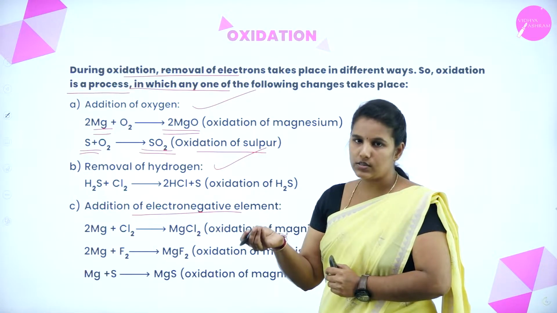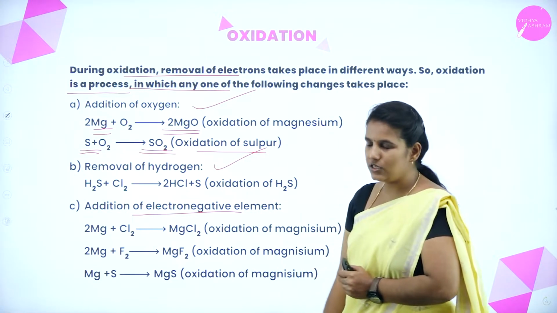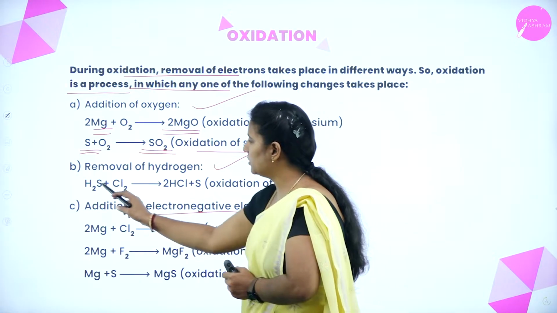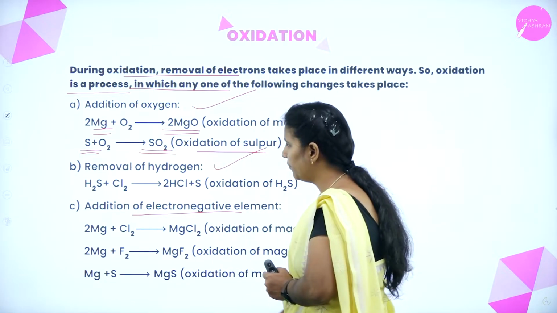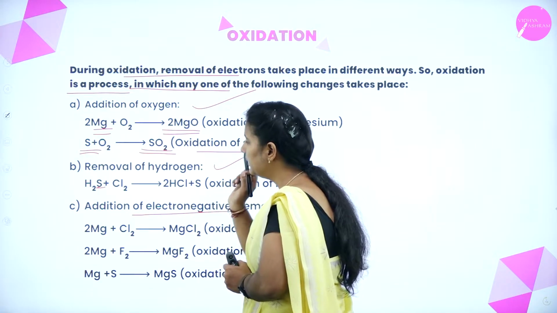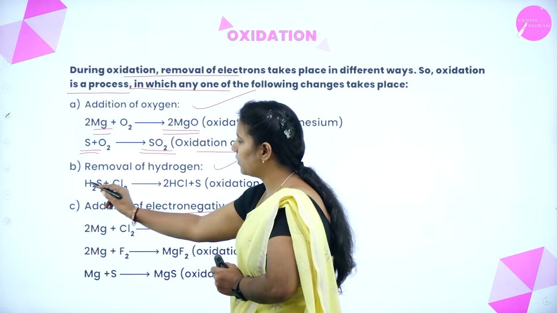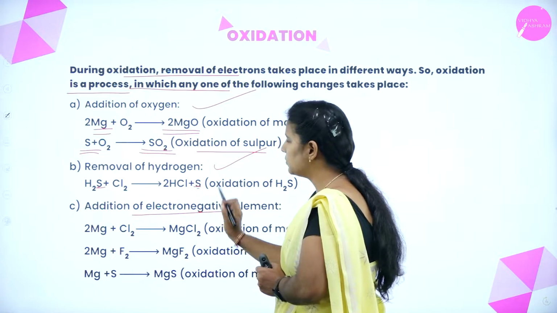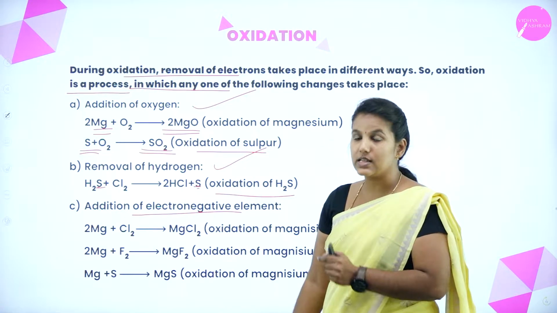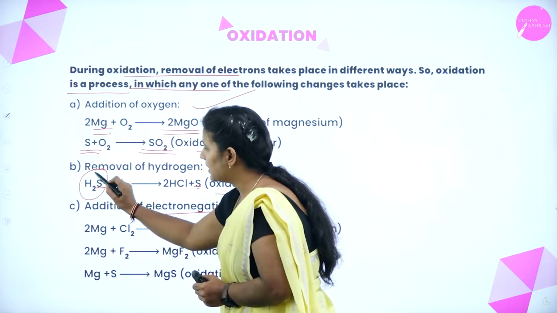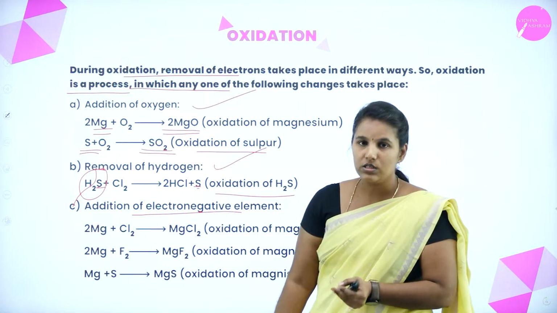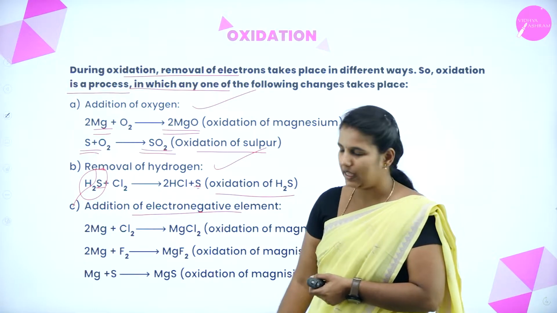In terms of hydrogen, hydrogen sulfide plus chlorine gives rise to hydrogen chloride plus sulfur. Here the sulfur is displaced by the chlorine, so the removal of hydrogen takes place from H2S and S gets separated. So it is the oxidation of H2S. Why? In H2S, hydrogen is removed, hence this is known as oxidation, where the removal of hydrogen takes place.